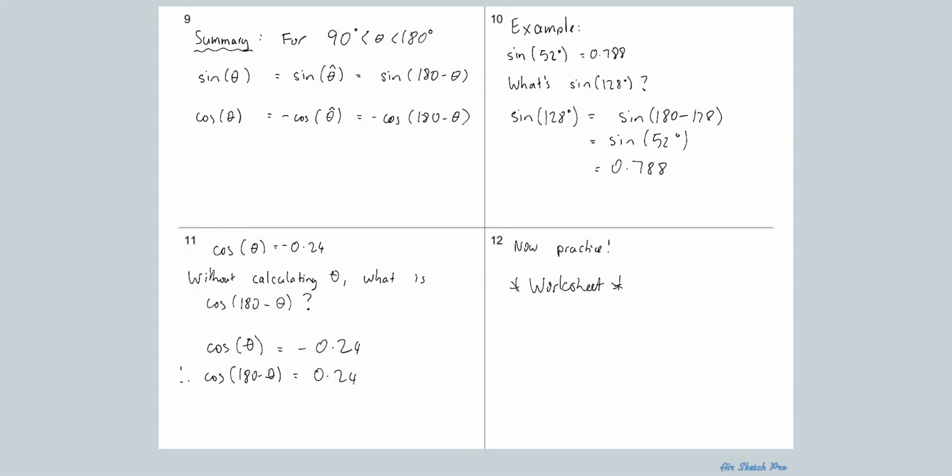Pi on 3 is 60. So go across until you get to pi on 3, and then go down until you get to the cos x line. Can you see how it says a half? So the cos of 60 degrees is a half. Guess what the angle is that the cosine is negative a half?